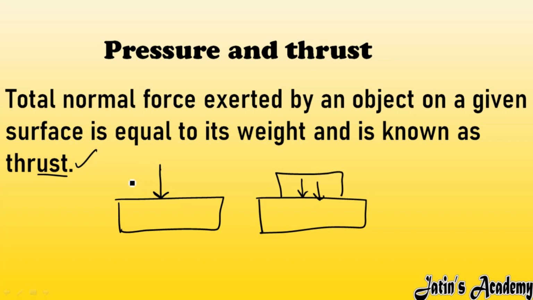But if it is like this, not perpendicular, or here also it is at some angle, then the force applied on the surface is a simple force. Means here it is a simple force. But if the object is perpendicular, or if the object is giving its full weight to that surface, that is known as thrust applied. Clear? This is the difference between force applied and thrust. Okay.